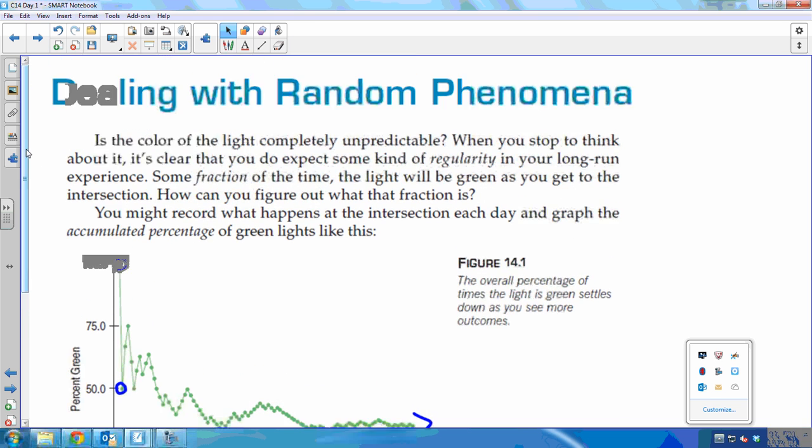Okay, thinking about what's random in the situation, right? Is the random part you driving, or is it the light turning red and green and yellow? Does it depend on you driving, or does it depend on the light? The light's on a timer, right?